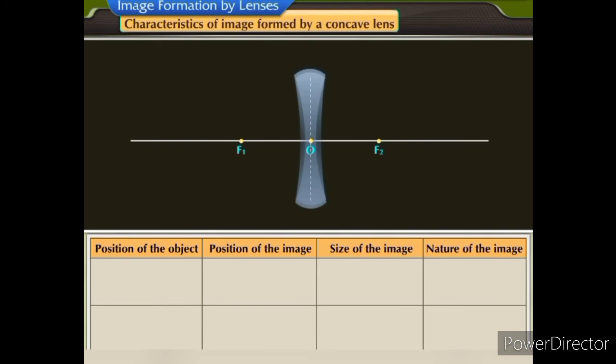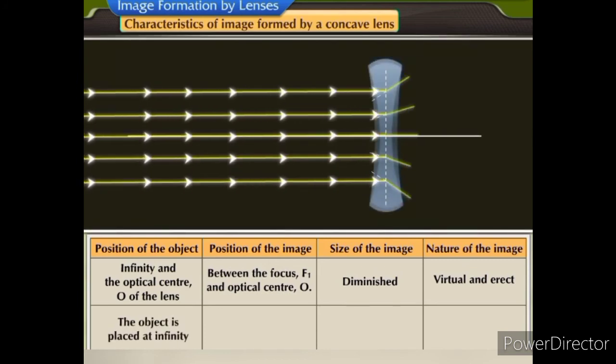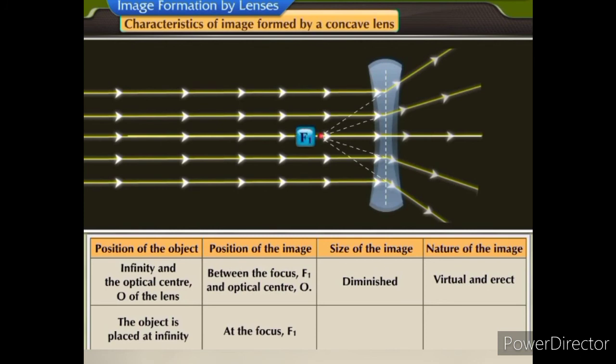Characteristics of image formed by a concave lens. Let us tabulate the information of formation of images by a concave lens when the object is placed at different positions relative to the lens. When the object is placed between infinity and the optical center O of the lens, the image is formed between the focus F1 and optical center O. The size of the image is diminished, and the nature of the image is virtual and erect. When the object is placed at infinity, the image is formed at the focus F1. The image formed is highly diminished, and the nature of the image is virtual and erect.